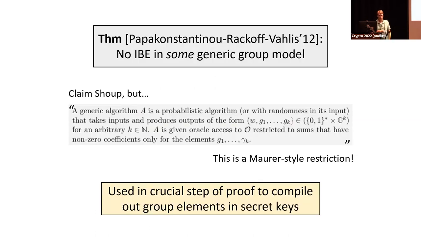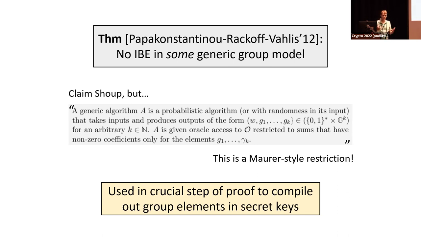So next we look at identity-based encryption, and it turns out that the existing work proving the impossibility of identity-based encryption from groups doesn't quite prove an impossibility from Shoup's model. Here I quoted some text from the paper. Basically what they say is they assume that all algorithms can only make queries on group elements that they were provided as input.